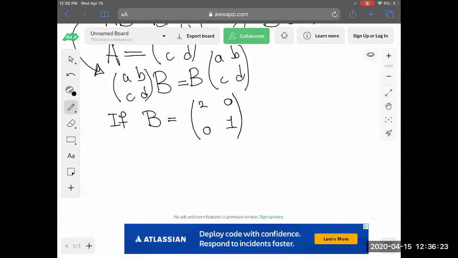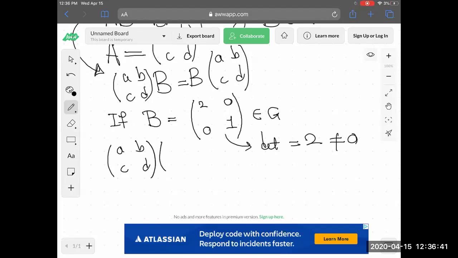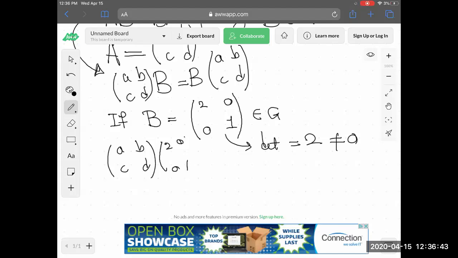It's a very explicit example, right? This matrix is in G because its determinant is equal to 2, which is non-zero. So the matrix A should commute with this matrix. So we should have [A, B; C, D] times [2, 0; 0, 1] equal to [2, 0; 0, 1] times [A, B; C, D]. Right? We should have this equality.